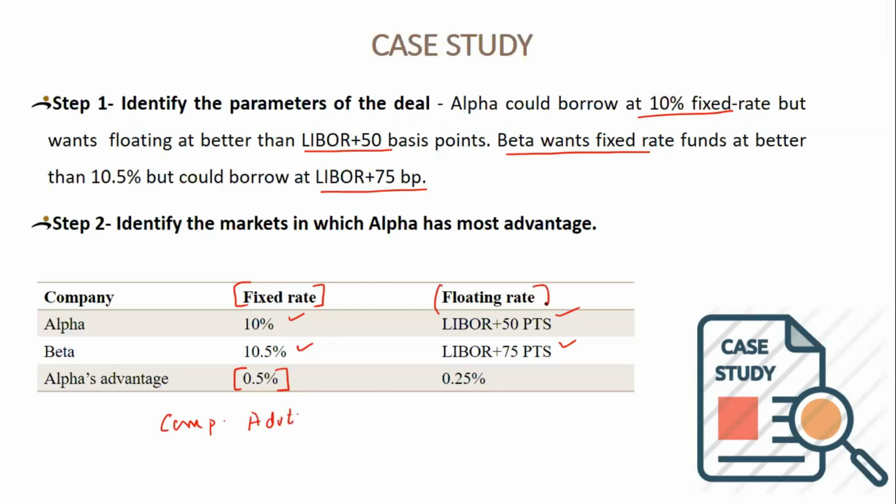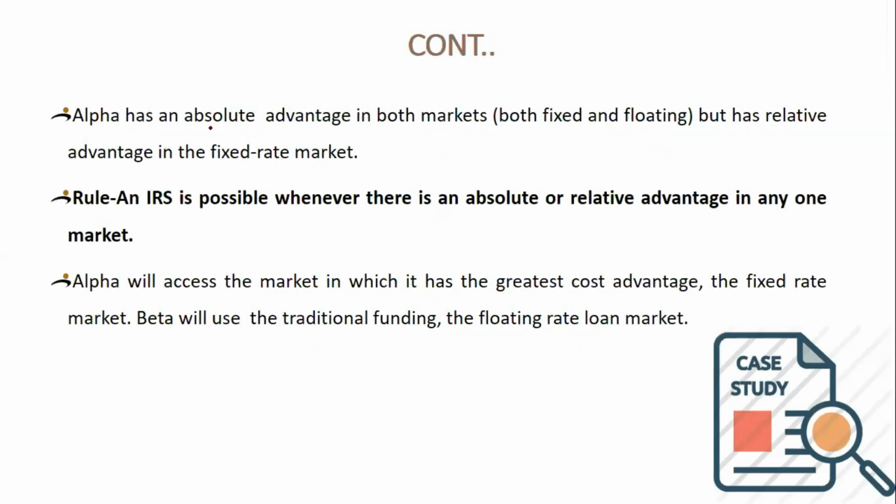And in the floating rate market also, they have an advantage over Beta because they have to pay 0.25% less compared to what Beta has to pay. So they have an advantage in both the markets. So Alpha has an absolute advantage in both the markets, but they have a relative advantage in the fixed rate market.